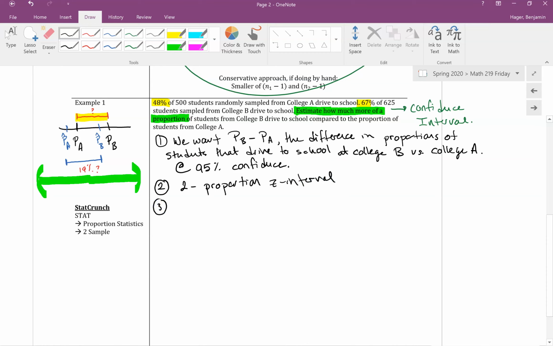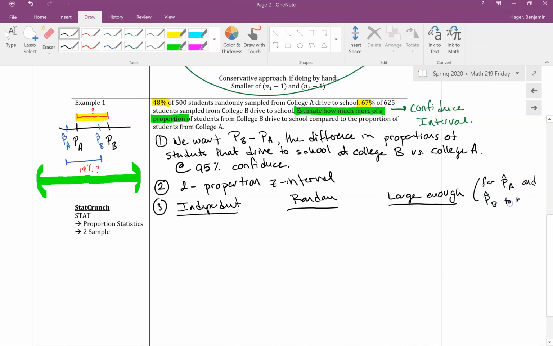All right, step 3 is again check IRL: independent, random, large enough. And this time for large enough, what we mean is for the p hats from college A and the p hats from college B to be normal.